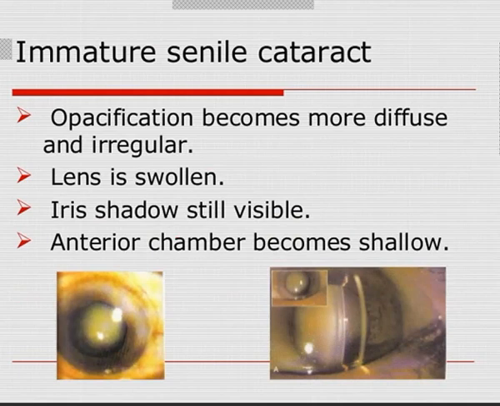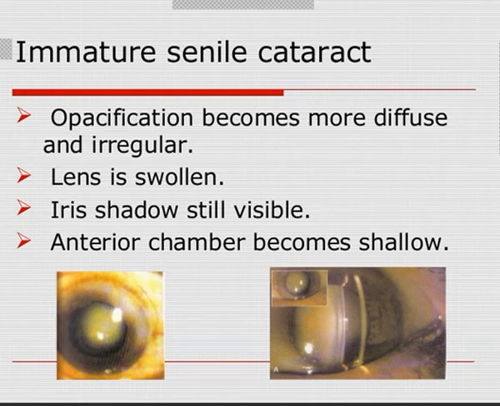Then immature senile cataract. Opacification becomes more diffuse and irregular. That means the senile cataract is progressing. Instead of peripheral or lower nasal opacities, the opacity becomes more diffuse and irregular. In such immature cataract, because of the opacification, the lens is also swollen. The iris shadow is still visible because there are still more immature fibers.